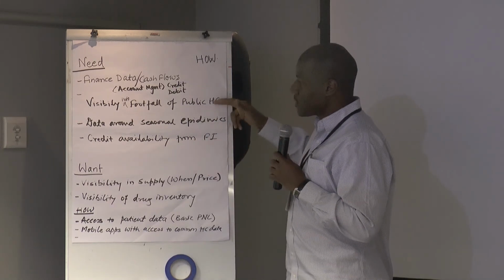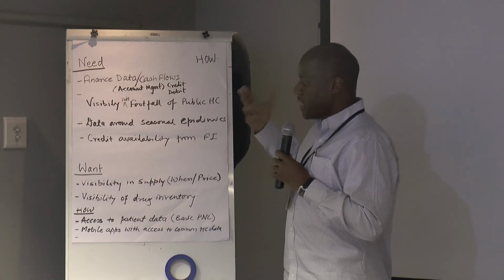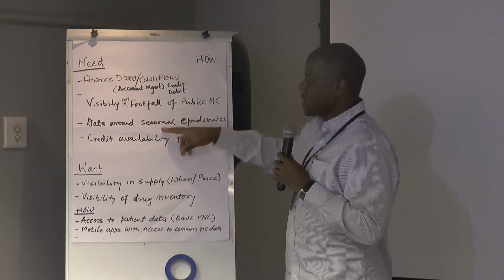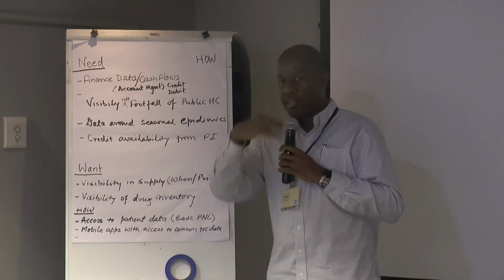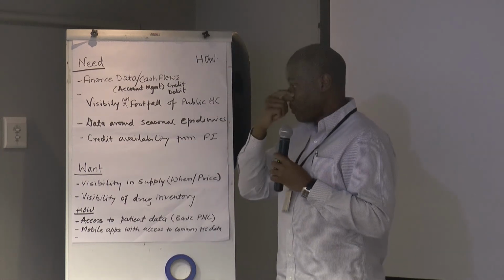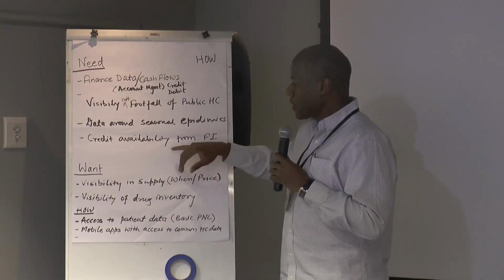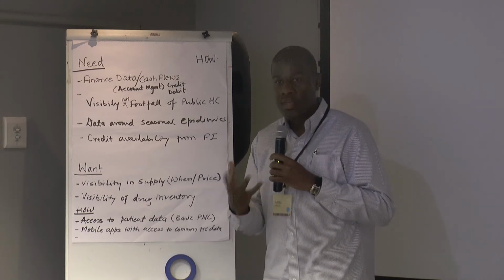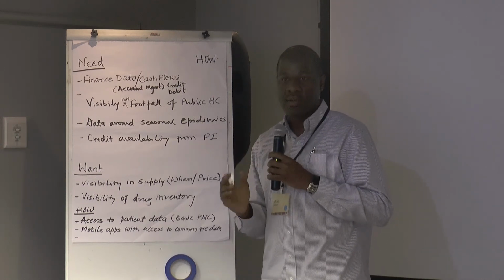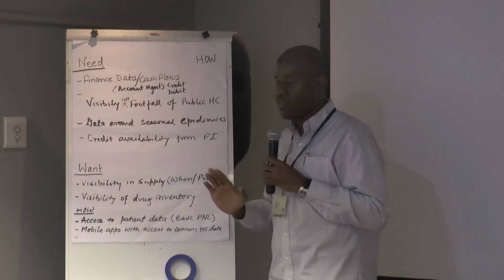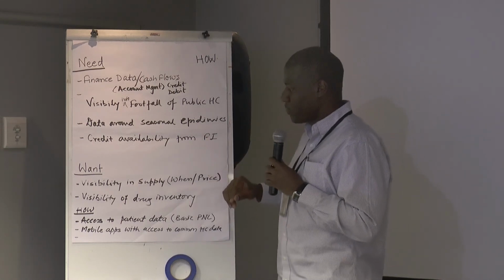So access to some sort of data, which shows seasonality of disease or the peaks and the ebbs and flow of data in the public facility would really help them. And then quick access to credit could really create better quality of care in the last mile if we looked at it from that perspective.